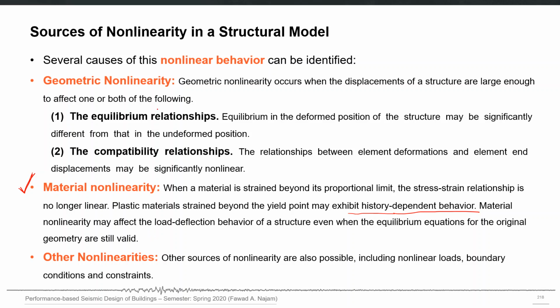The geometric nonlinearity, on the other hand, occurs when the displacements of a structure are large enough to affect one or both of the following. The first is the equilibrium relationships. If the deflections of a structure are large enough, then the equilibrium equations which we write in the undeformed position of the structure may not be valid, and we need to write the equilibrium equations again corresponding to the deformed geometry of the structure. So the equilibrium in the deformed position of the structure may be significantly different from that in the undeformed position.